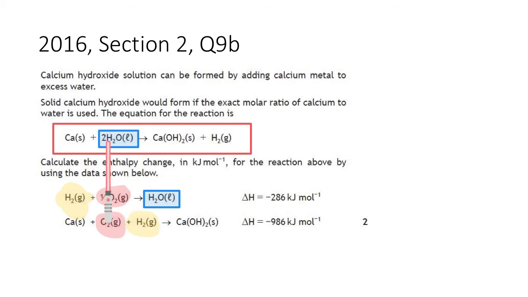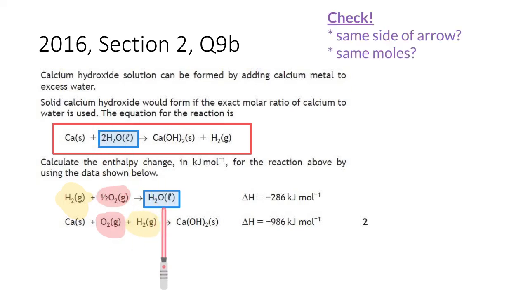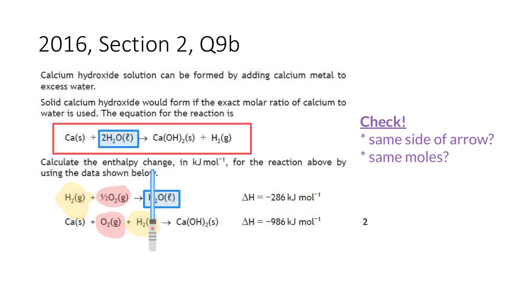And things that I'm looking at when I'm matching them together: are they on the same side of the arrow in their equations? Are there the same number of moles? So the water here is on the opposite side of the arrow from this one. So to get this equation to match up with the target, I would have to reverse this equation. And if I'm reversing the equation, I reverse the enthalpy change for the reaction as well.